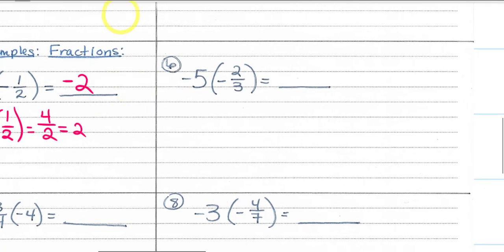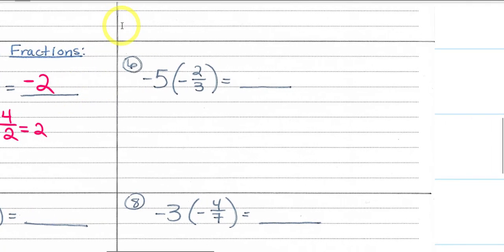Okay. Why don't you pause, try number 6 on your own, and see if you do it like me. All right, now that you've paused and tried number 6, hopefully you got the answer of a positive 3 and 1/3. And let's see how that is. Well, the first thing I'm going to do is determine if my answer is going to be positive or negative. Negative 5 times a negative 2/3. Well, this is a negative multiplied by a negative. My answer will be positive.